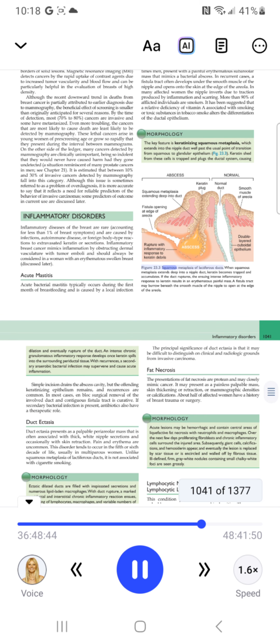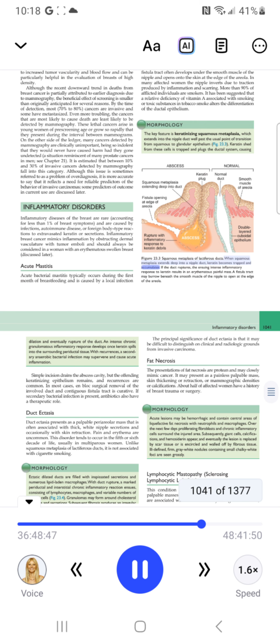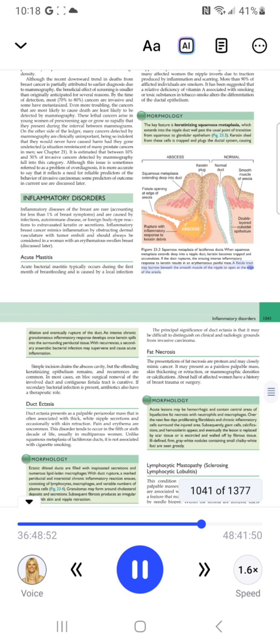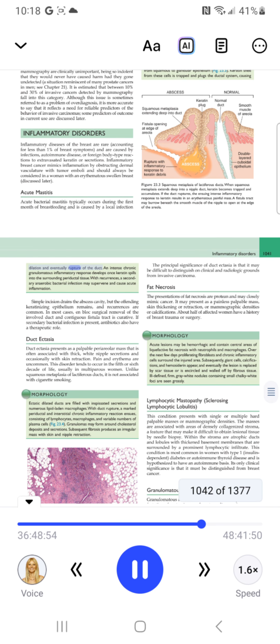Figure 23.3 Squamous metaplasia of lactiferous ducts. When squamous metaplasia extends deep into a nipple duct, keratin becomes trapped and accumulates. If the duct ruptures, the ensuing intense inflammatory response to keratin results in an erythematous painful mass. A fistula tract may burrow beneath the smooth muscle of the nipple to open at the edge of the areola. Dilation and eventually rupture of the duct.